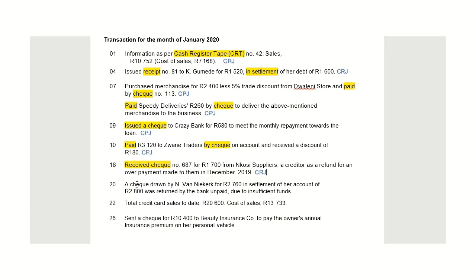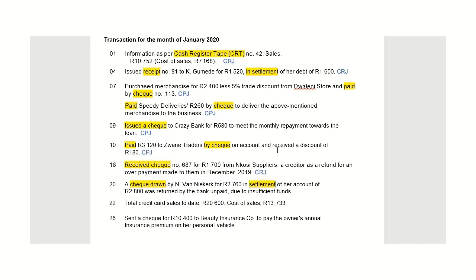A check drawn. If they say drawn, it means we're issuing the check. We draw a check by N van Niekerk in settlement. Okay, no, it's not drawn by us, it's drawn by Van Niekerk. So read carefully. In settlement of her account.